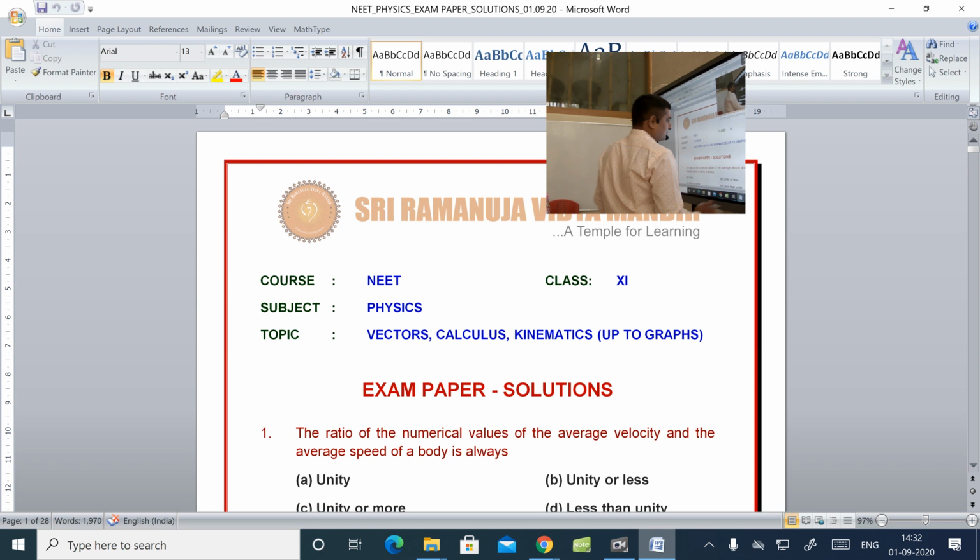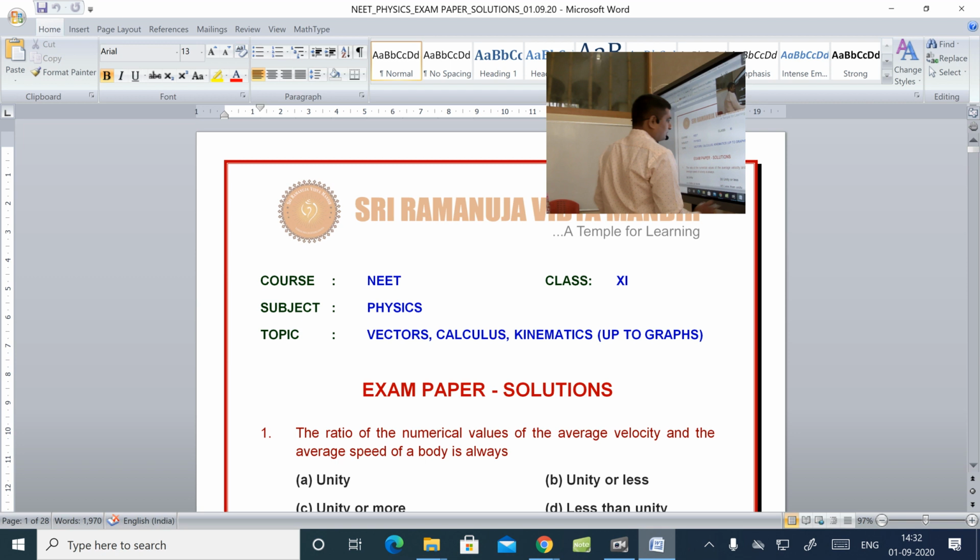So first question: the ratio of the numerical values of average velocity and the average speed of a body is always, okay. This I already told in my lectures, it is very, very important. This comes from the basic point that distance is always greater than displacement. Correct or not, students? Distance is always greater than displacement.